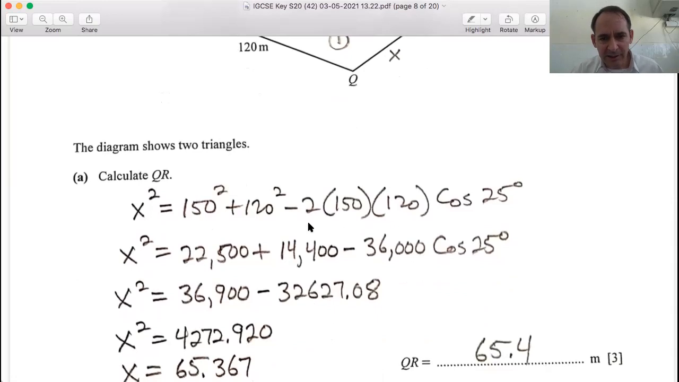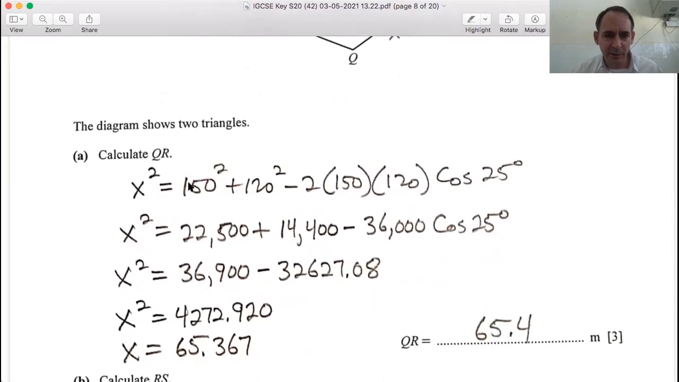So just calculate these numbers in your calculator. The 150 squared is one calculation. The 120 squared is a calculation. All this at the end is all multiply. Make sure your calculator is in degree mode. You don't want to be surprised if your calculator happens to be in radian mode or some other mode. So double check to make sure your calculator is in degree mode.